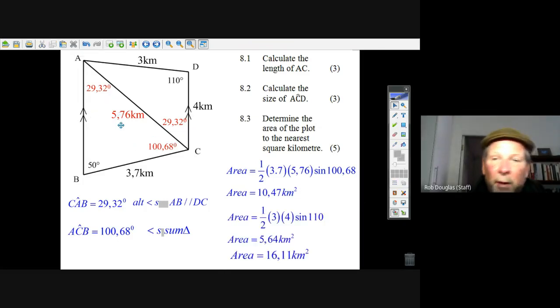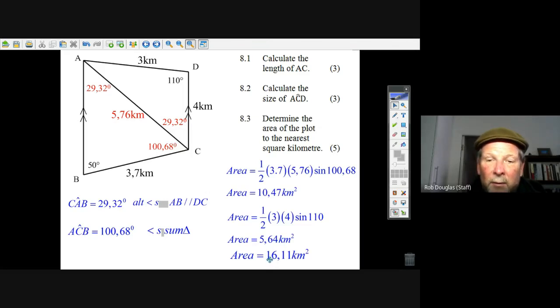But that's only one part of the land. I need another part right here. I need 3 times 4 times the sine of the angle in between, with a half. The sine of the angle in between times the one side gives you that height. That's what I'm talking about here. The area rule says one half of the two sides multiplied together times the sine of the angle in between. If you put that in your calculator, you'll get 5.64 square kilometers.